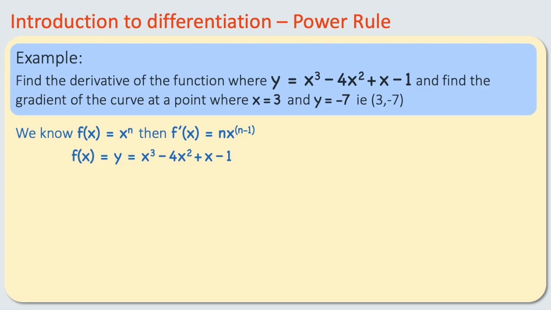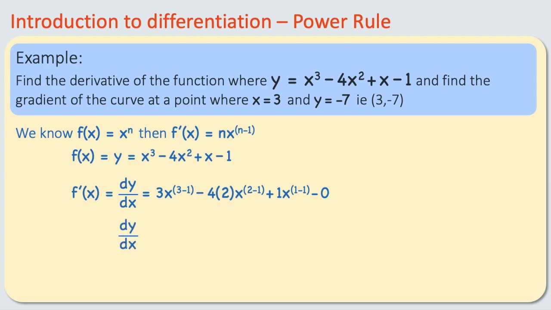The derivative dy by dx is equal to 3 multiplied by x raised to the power of (3 take away 1), minus 4 multiplied by 2 multiplied by x raised to the power of (2 take away 1), plus 1 multiplied by x raised to the power of (1 minus 1), take away 0. The dy by dx can be written as 3x squared minus 8x to the power of 1 plus 1.